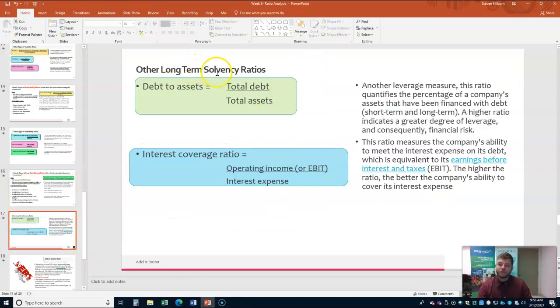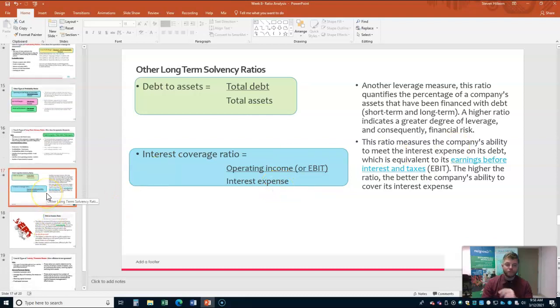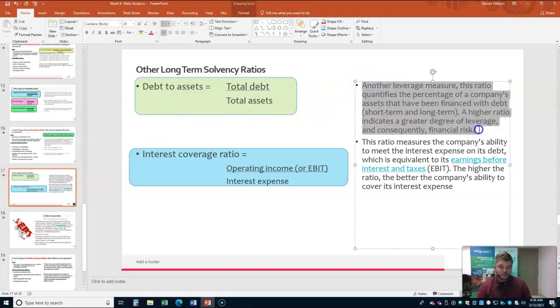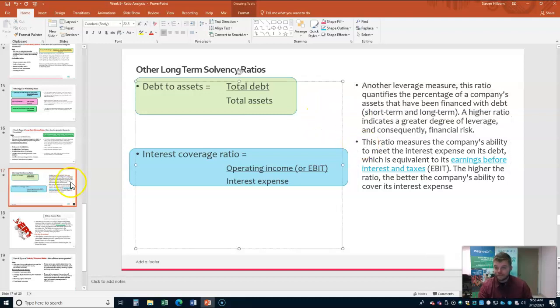A couple other long-term solvency ratios are debt to assets, so total debt divided by your total assets, and your operating income divided by your interest expense. Now, I'm not going to go through and read every single line here. I do expect as you go through, if you would like to read a little bit about what each of these ratios means, please do so.